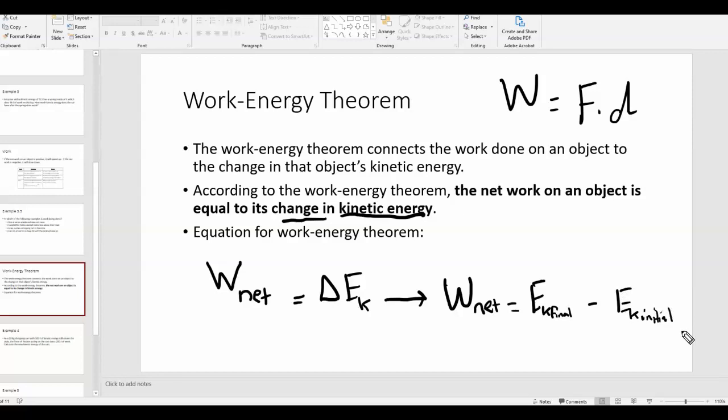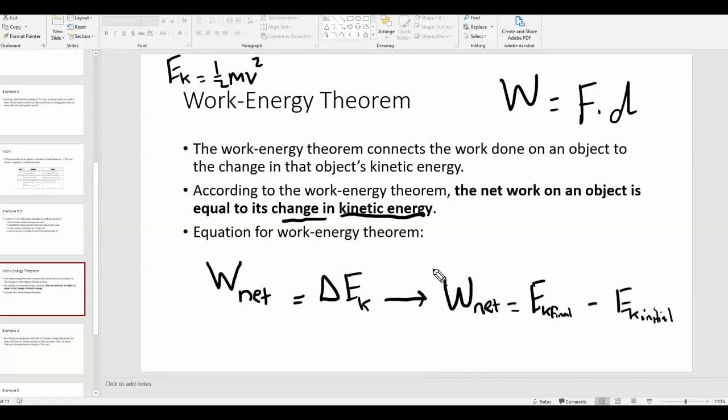Okay, so when you're doing problems with the work-energy theorem, basically what's happening is work is being done, either energy is being added to an object or energy is being taken away, and because of that, the kinetic energy of the object is going to change. Okay, either it's going to increase or it's going to decrease, and so you have two different values for EK. Now, just to remind you, the equation for kinetic energy is 1/2 mv squared.